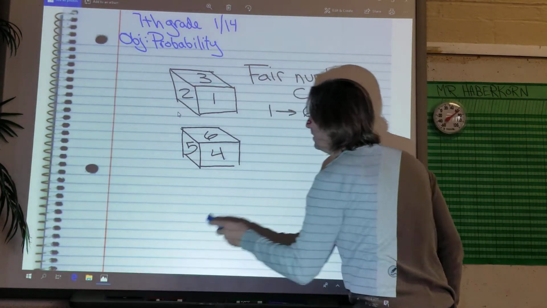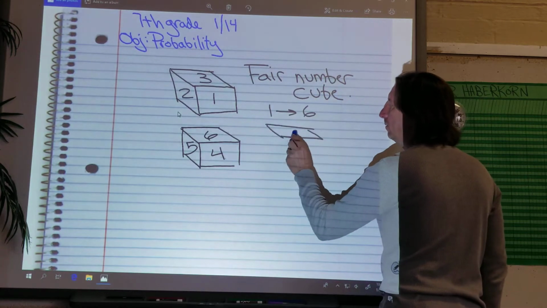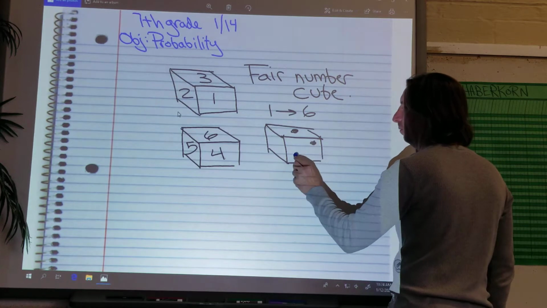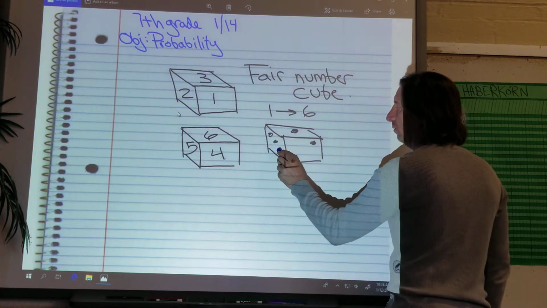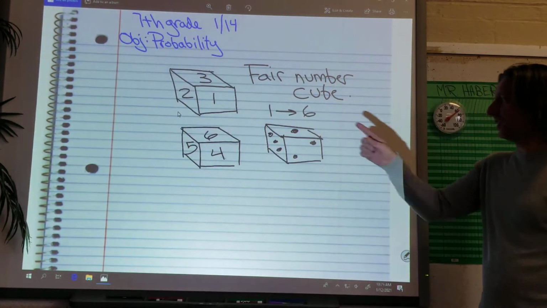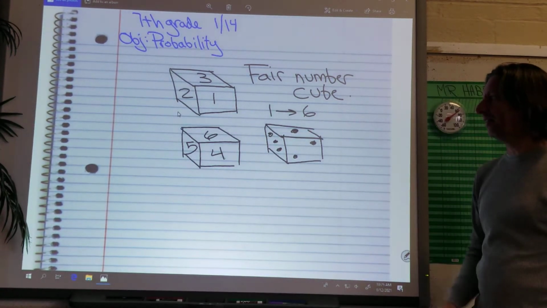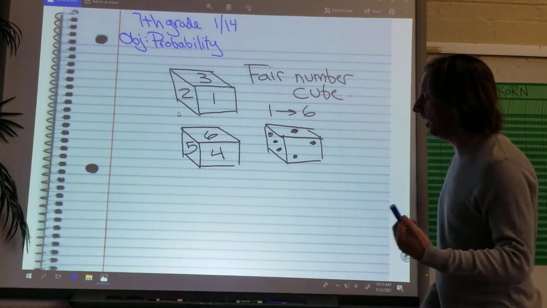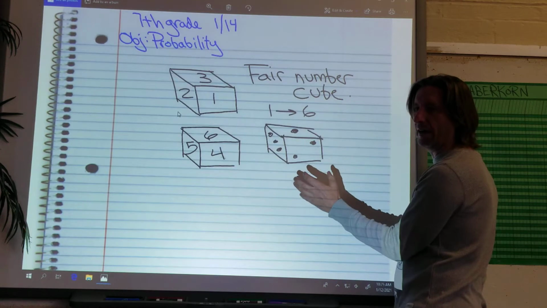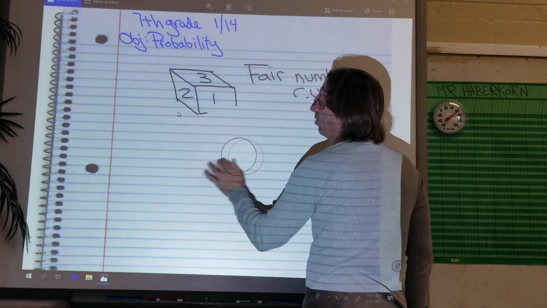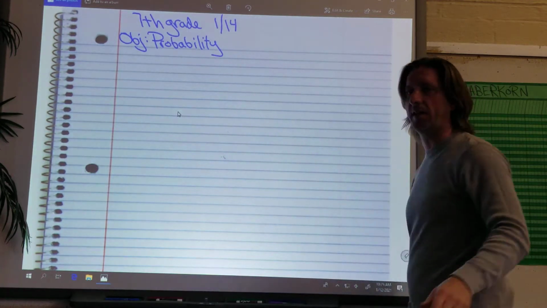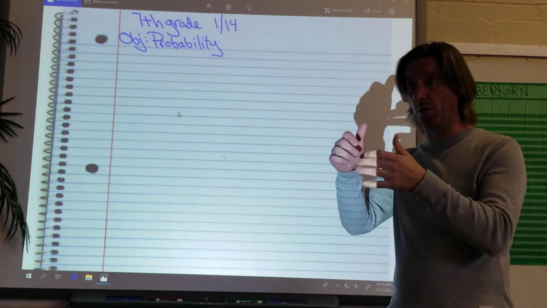Now you guys always see them as dice like this. They look something like that. It's the same thing, okay? But instead of the dots 1 through 6 on each side, it's actually got the numbers on there. So whenever you see those words, fair number cube, this is what they're talking about, okay? They're all the same. That's one thing I wanted to talk about. And there's 6 sides on it, 1 through 6, okay?